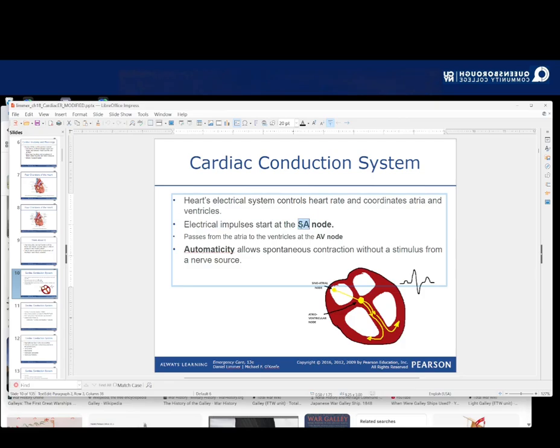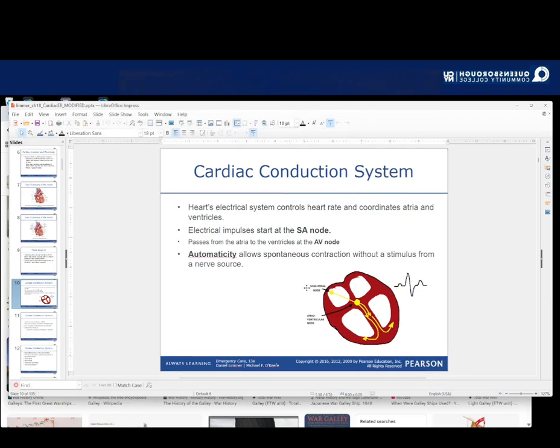And the impulses start at the SA node. The SA node here stands for the sinoatrial node. A sinus, if you've ever heard the word sinus before, it's most likely referring to the air pockets in your facial bones. So the sinuses in your facial bones are called that because it's a pocket. A sinus is a fancy technical term for an anatomic pocket.